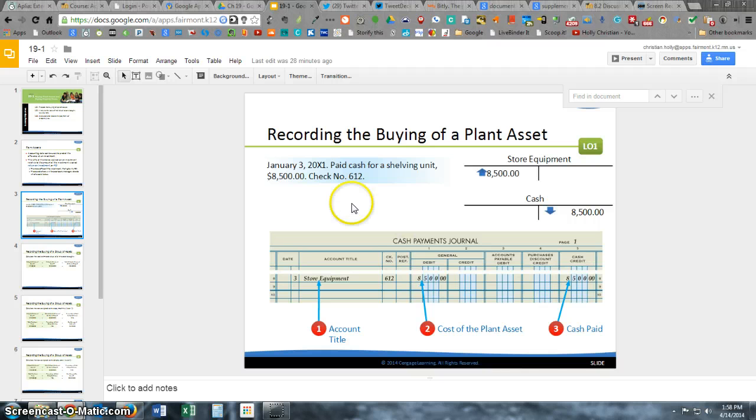So when you record it, you're writing a check, you're going to credit cash, you're going to debit the plant asset account. In this case, it's store equipment. And these are pretty basic transactions when you buy a plant asset.